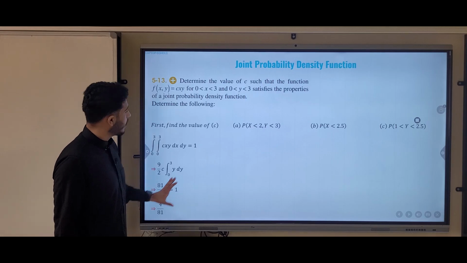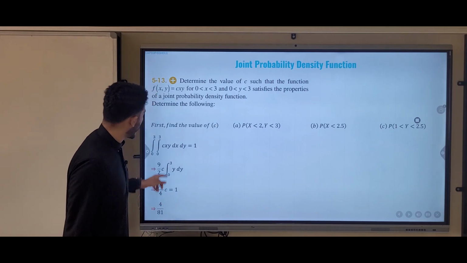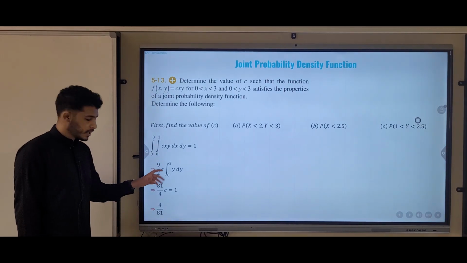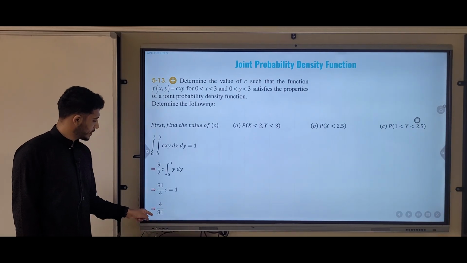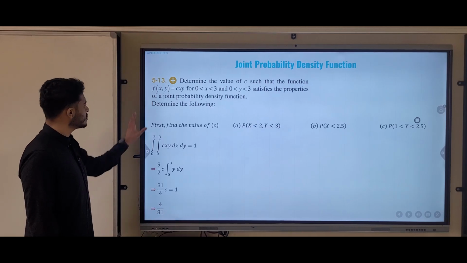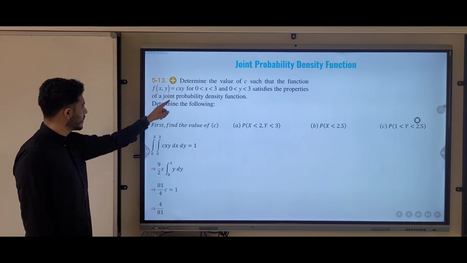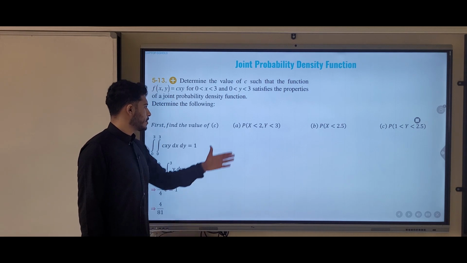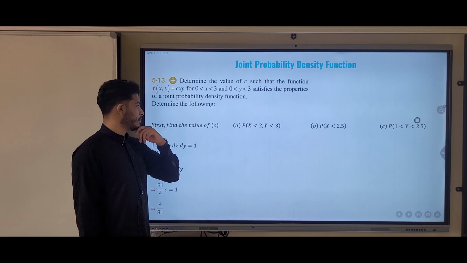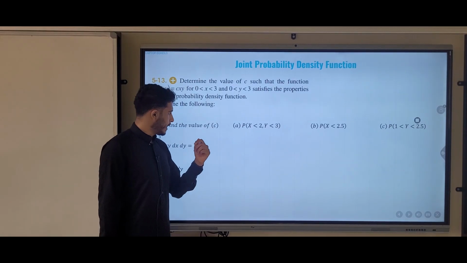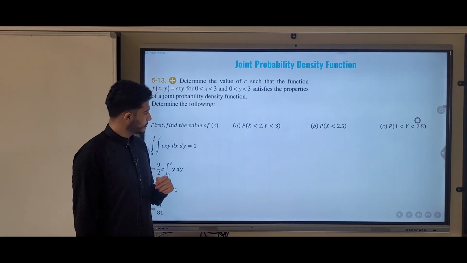So now I can actually find probabilities since I have the value for C. So whenever you see this question in the slides, the value for C is this one. So I don't need to write it all the way. So just remember that C equals 4 over 81. So let's solve the first question here, the actual first probability. So the question says probability of capital X less than 2 and capital Y less than 3.